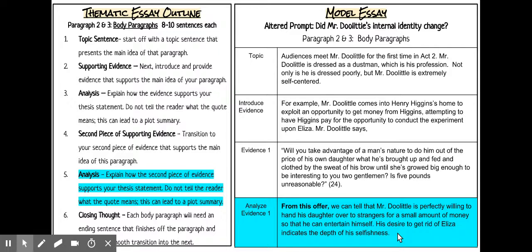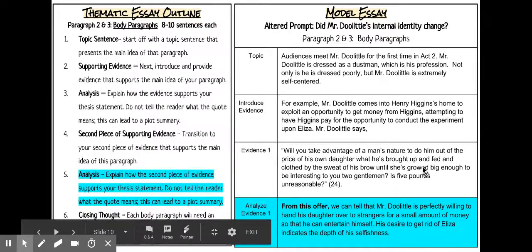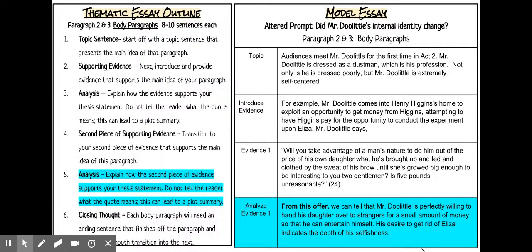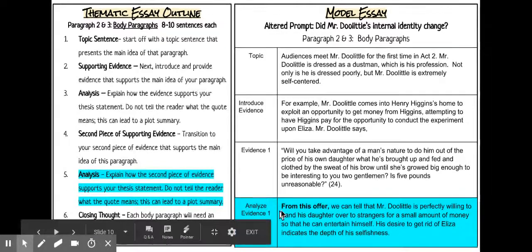So there's a couple things that I really like from this model essay. One, you're not just restating the evidence. Two, there are two really strong sentences that are really proving how this piece of evidence up here shows how Mr. Doolittle is extremely self-centered. Pause the video and check that your analysis is at least two strong sentences, and you start with the transition.